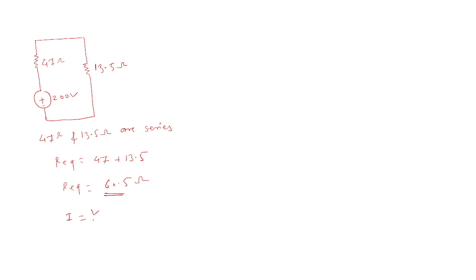Now I have R equivalent, but I need to find the current, that is I. I is equal to V divided by R equivalent. So I is equal to voltage, how much, 200. 200 divided by R equivalent, that is 60.5. So what is the value of current I? Calculate and let me know. That is 3.31 amperes. And this I is nothing but our IT. So IT is equal to 3.31 ampere.